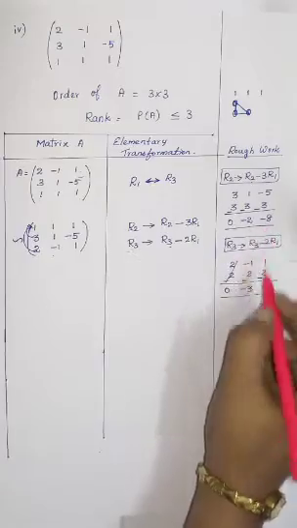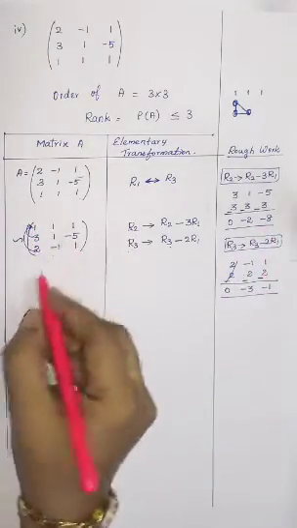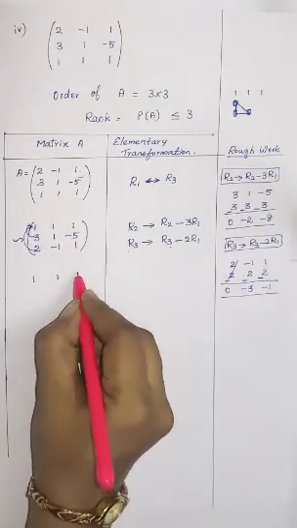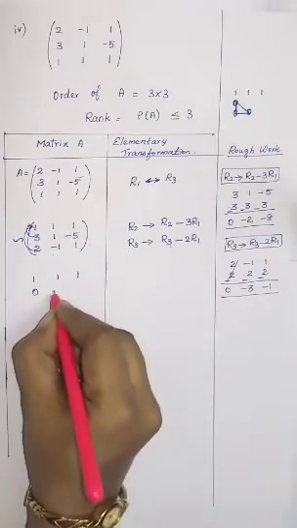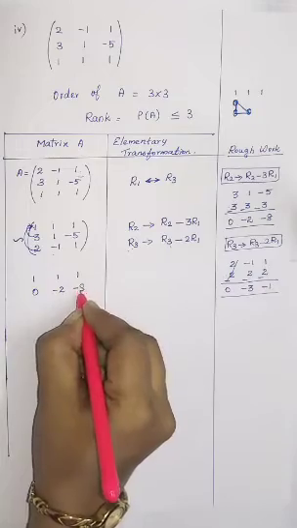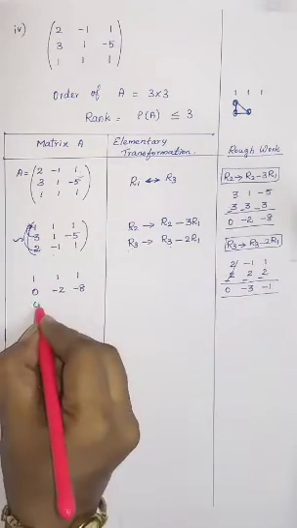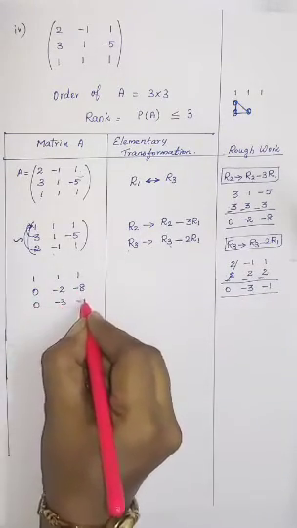Now we'll just take these two answers and write them here. Your row 1 is there as it is, so 1, 1, 1. Row 2, we have got this answer, so write that answer 0, -2 and -8. Row 3, this answer 0, -3, -1.